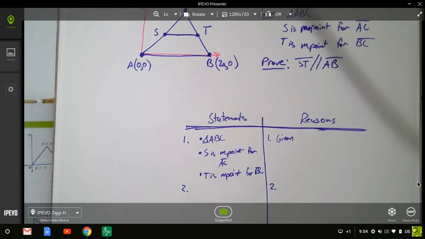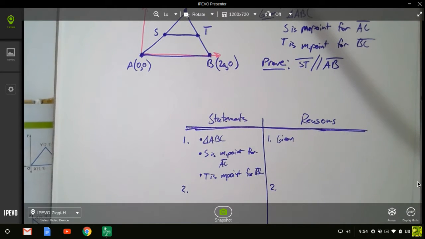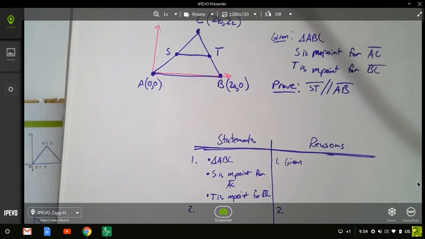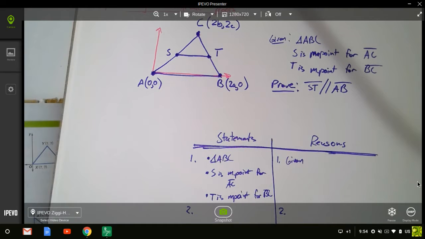But I don't have the coordinates for S and T. Does anybody have any suggestions for how we could find the coordinates, let's just focus on S? That's a tough one. That is really, really tough. How can we find the coordinates for S? Do you have an idea, Yusuf? Use the slope formula.